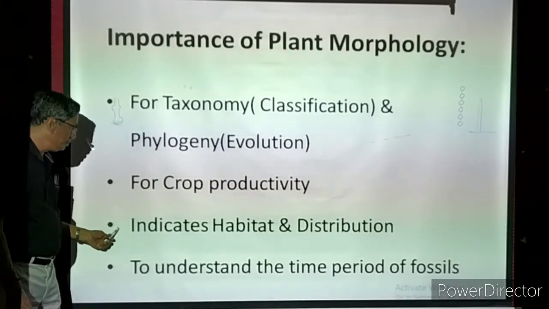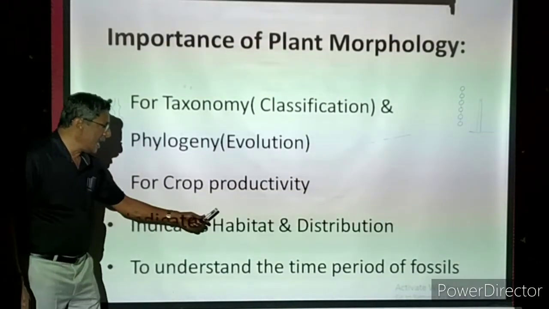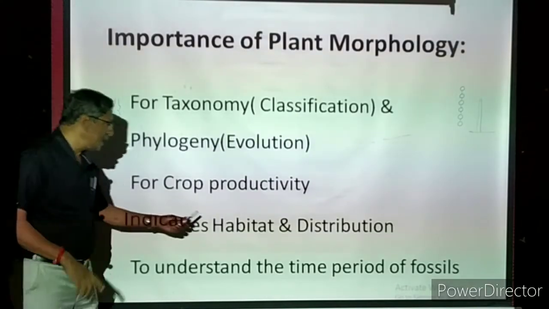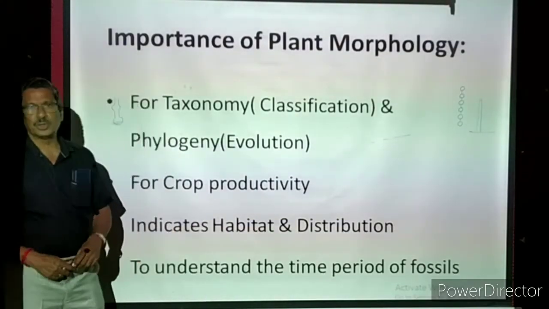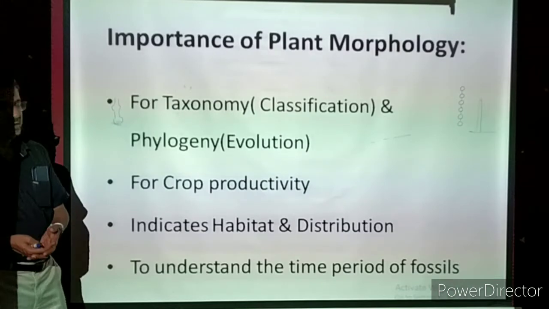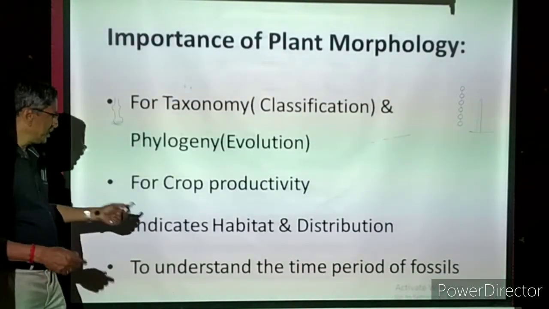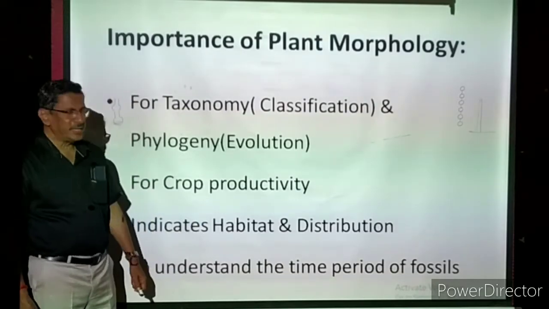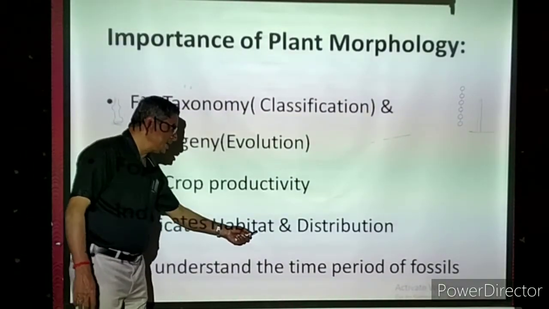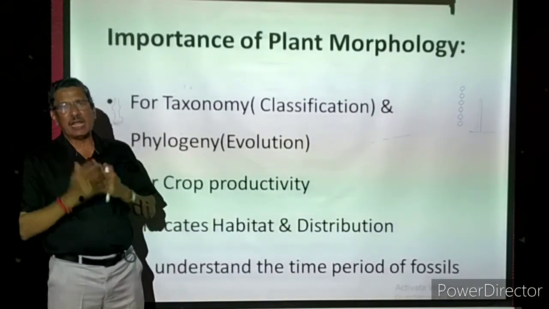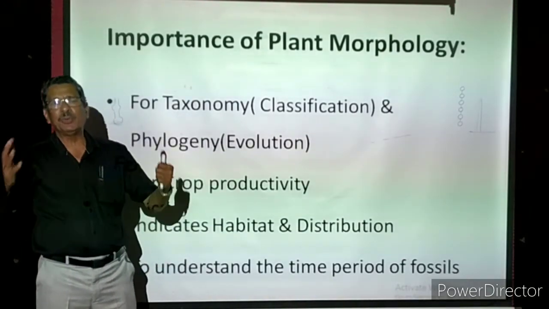It also indicates the habitat. Now by seeing the appearance of a plant, we can understand where these plants are growing, whether they are growing on the soil or in water or in the sea, whatever it is. The habitat is the place where they can grow. And also the distribution, which is the correct climatic condition so that they can live in a particular place.